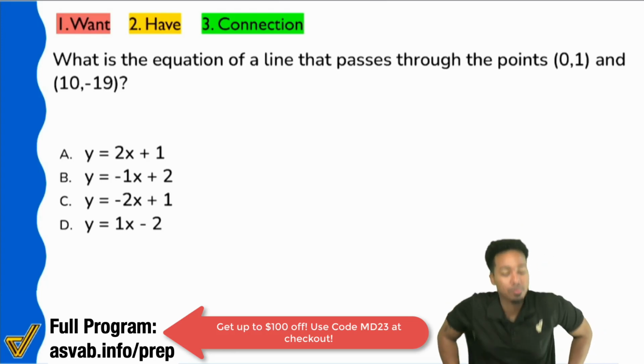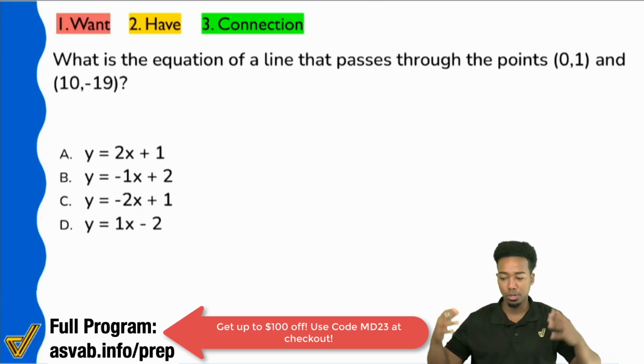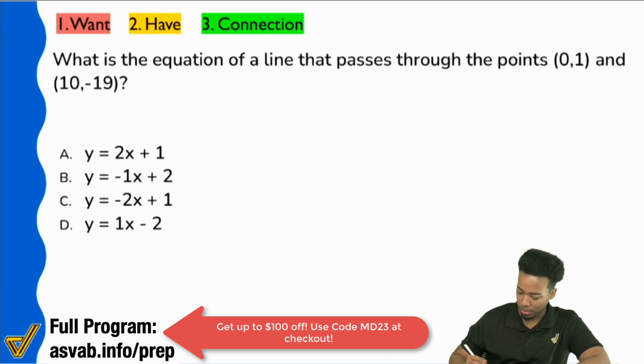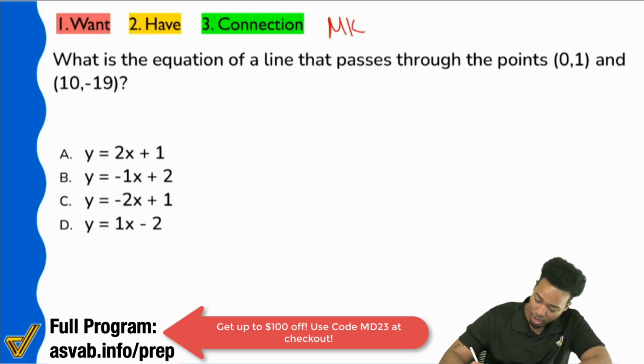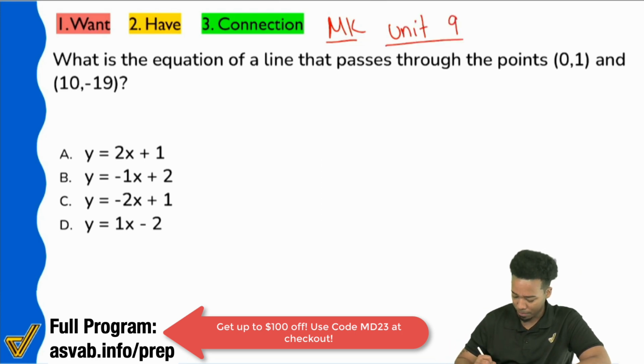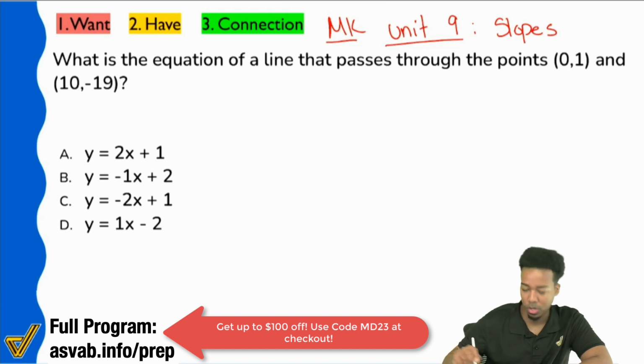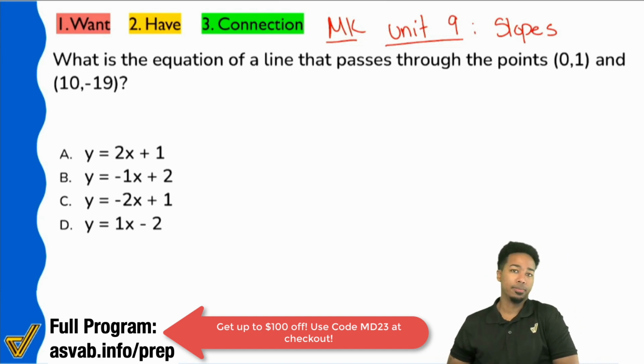So this is a very similar question, right? I told you earlier that we did a problem that had to do with slope. So I'm going to go ahead and just remind you that this is going to be Math Knowledge Unit 9, slopes and graphs. For those of you in the program, Unit 9. And again, if you're curious about the program, you can go to this link right here. So let's get this done.